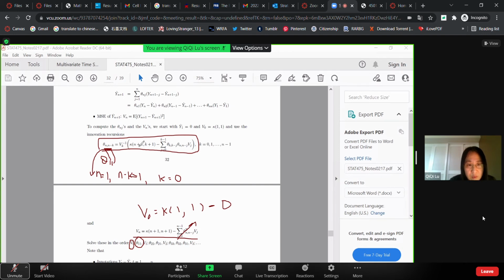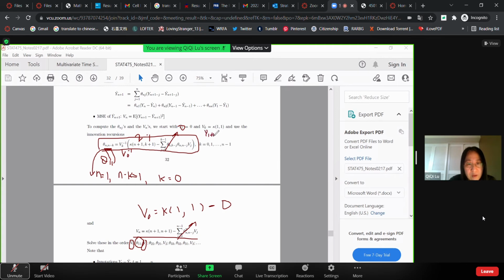So n plus 1 is 1, k plus 1 is 1, and k here is V0 inverse. And k equals 0, so 0 minus 1 is negative 1, j from 0 to negative 1, so this term is 0. Okay, and then we calculate V1, so find theta 1, 1.